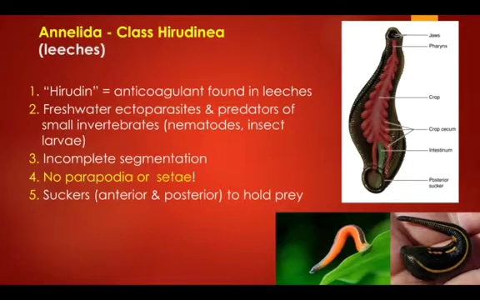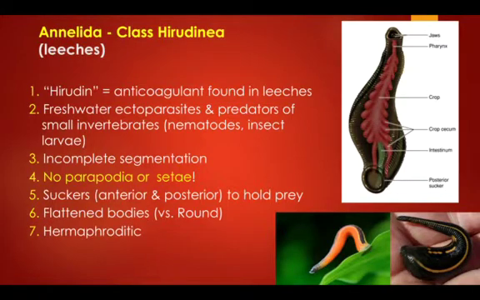They have suckers on both ends, on the anterior and posterior. So anterior is by the jaws, by the mouth. Posterior is going to be by the anus. This is to hold on to prey. They have relatively flattened bodies versus the round bodies of the other two classes, normally. They are like the other two classes. They are hermaphroditic, so they can serve the role as both male and female.